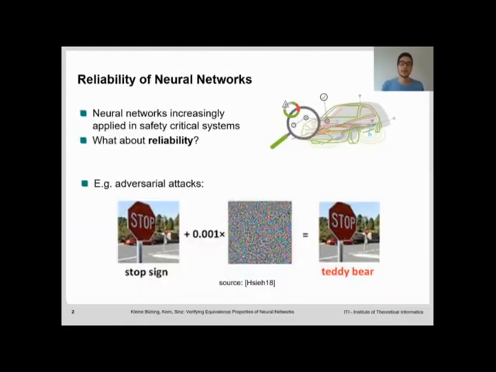First of all, I want to motivate the formal verification of neural networks. Neural networks are applied in many different fields, but they are increasingly applied in safety-critical systems, like autonomous cars or airplanes. So we have to argue about their reliability. One problem that can, for example, occur are adversarial attacks. So you have a stop sign, and then you add some noise to this picture, and then the neural network misclassifies this picture, leading, for example, to an accident.